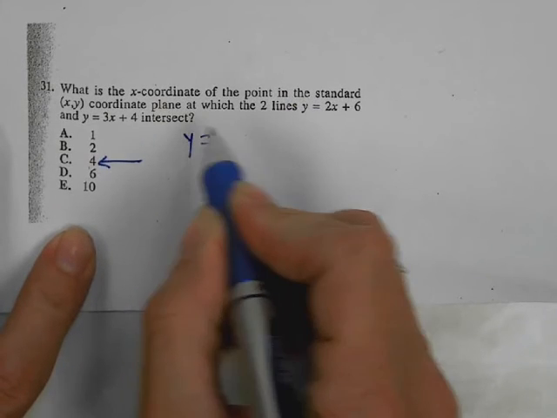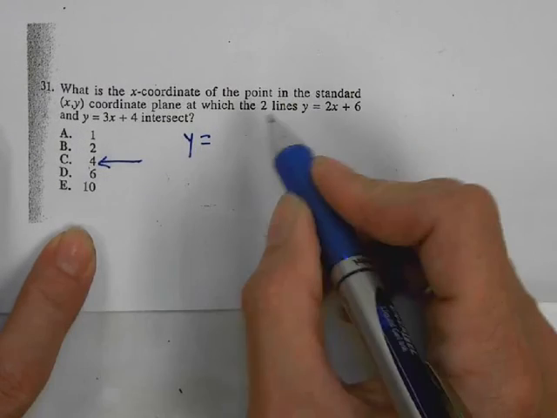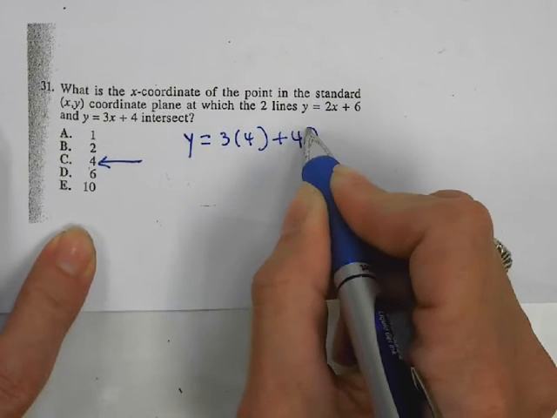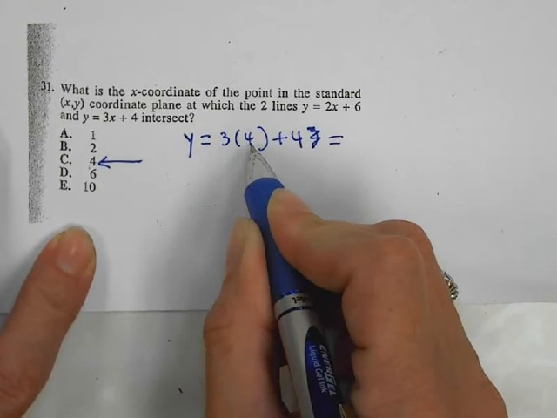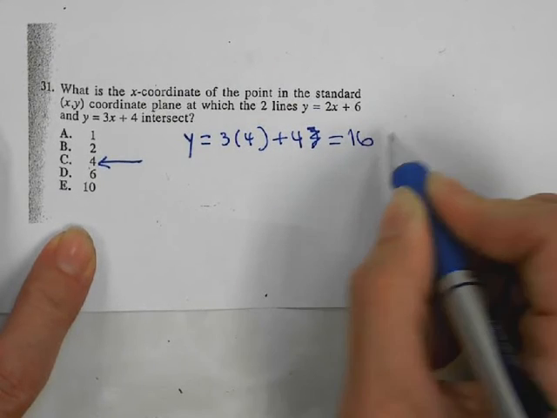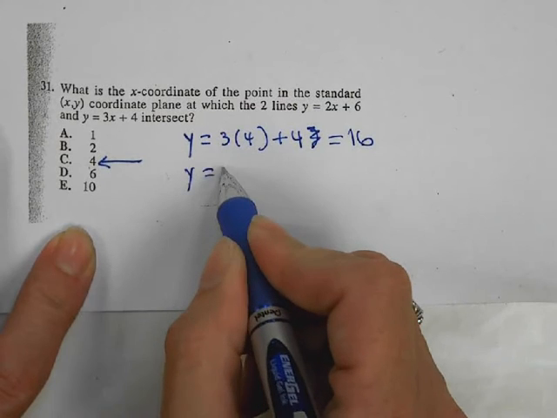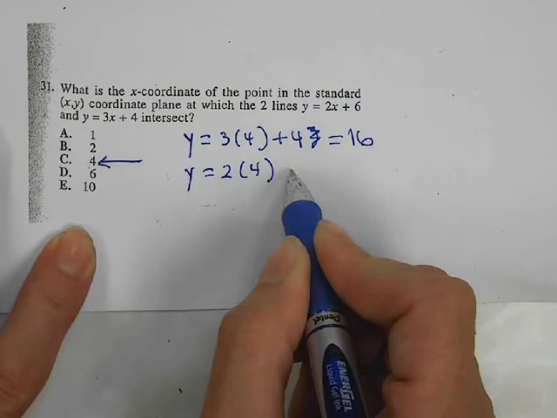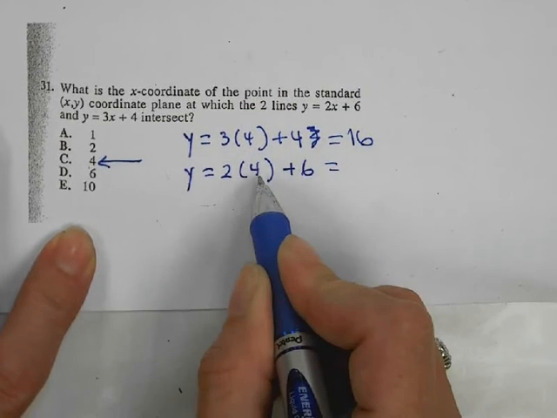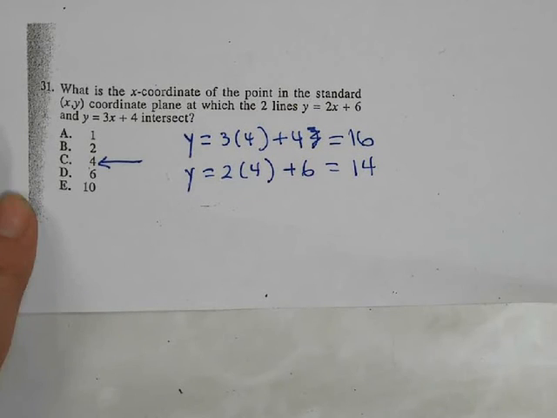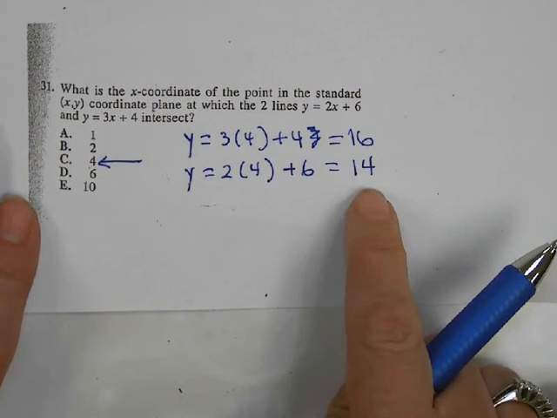So I'm going to plug in the x here. 3 times 4 plus 4, and I'm going to get 12 plus 4 is 16. Then I'm going to plug the 4 in up here. Y equals 2 times 4 plus 6. 8 plus 6 is 14. That wasn't quite enough on this one, okay?